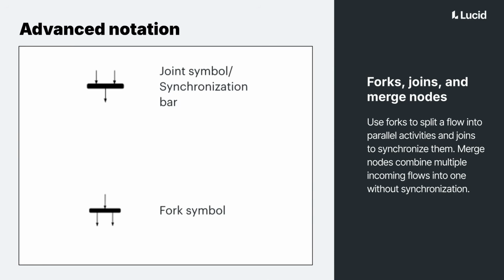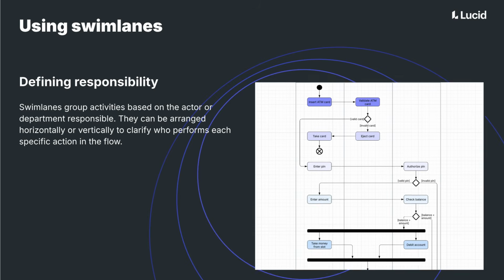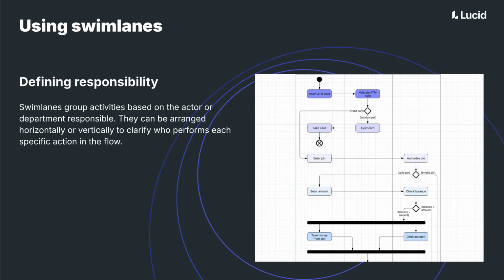Forks, joins, and merge nodes. Use forks to split flows into parallel activities, joins to synchronize those flows, and merge nodes to combine multiple incoming paths. How should I use swimlanes in activity diagrams?